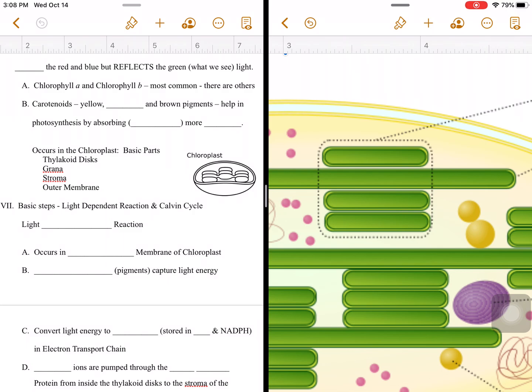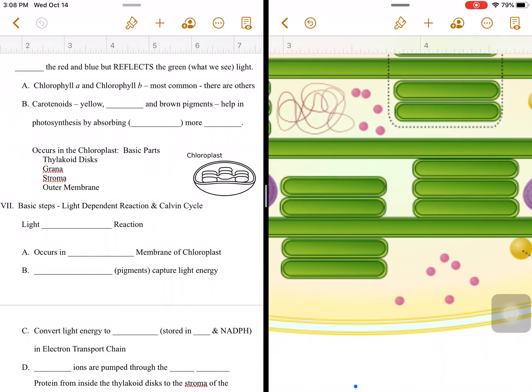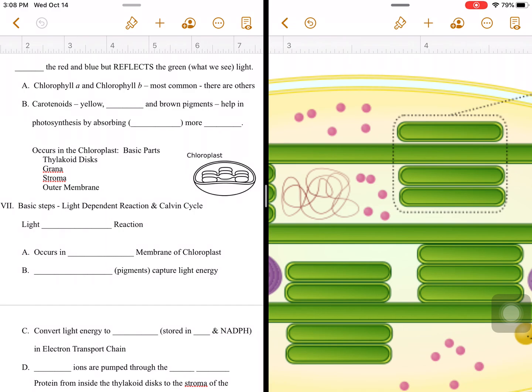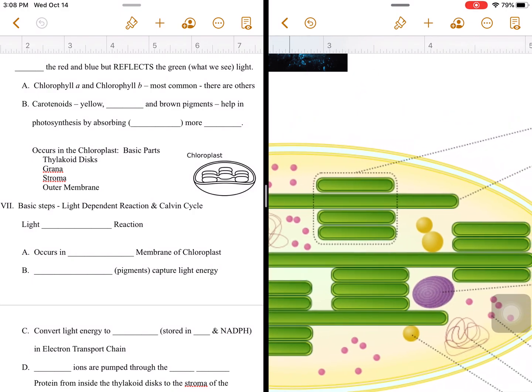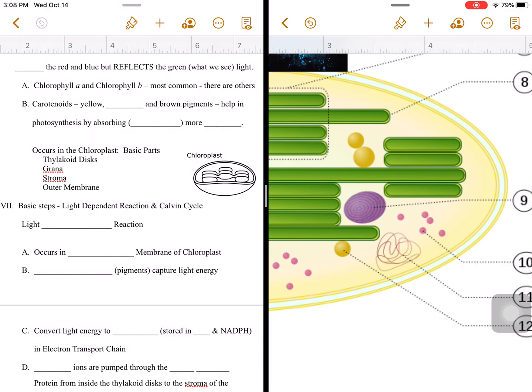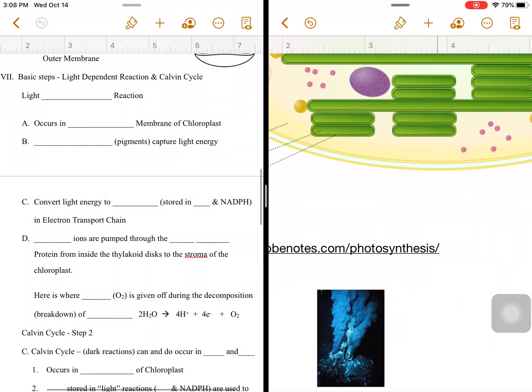There's grana, so one thylakoid disc stack is called a grana. Plural is granum. The stroma is all of this fluid stuff that's around inside of it. It's kind of like the cytoplasm in a cell. And then there is the outer membrane, which is a double-layered membrane there. It also has, which I don't have you label, its own DNA and its own ribosomes. So it's kind of like a little cell inside the big cell, and that's what the endosymbiotic theory pretty much states. So let's go on and talk about the basic steps of photosynthesis.